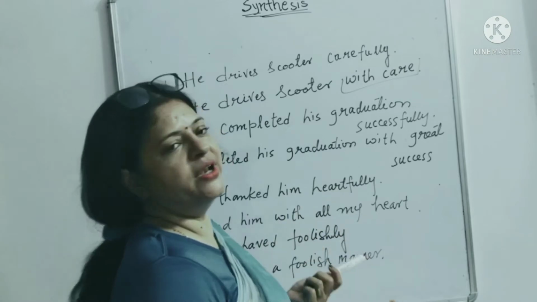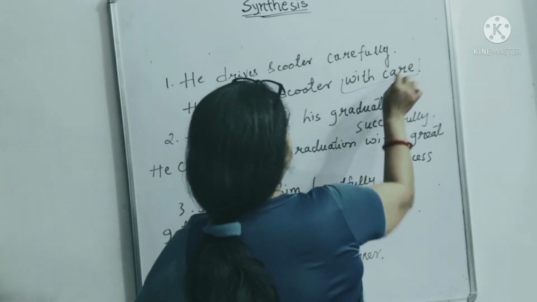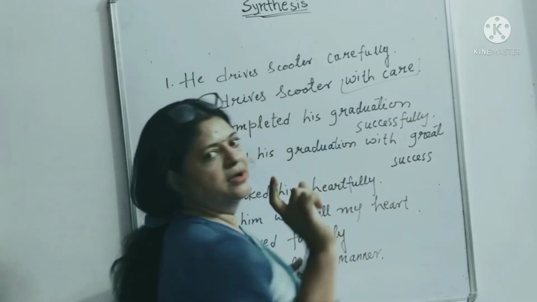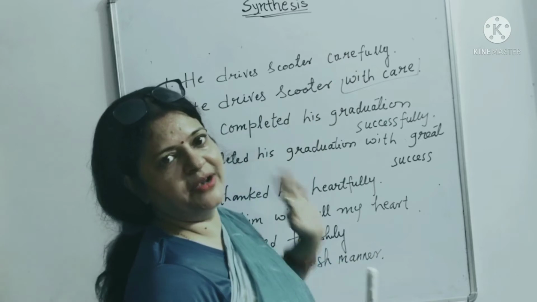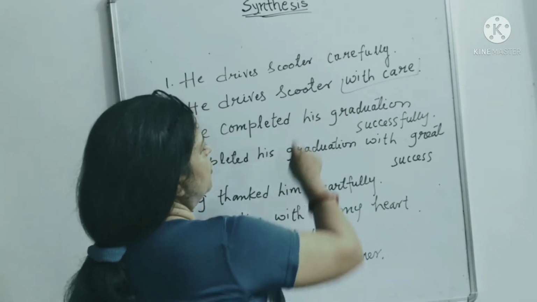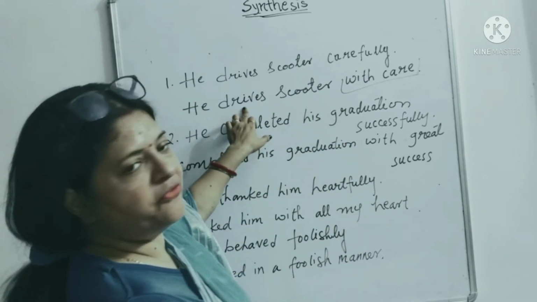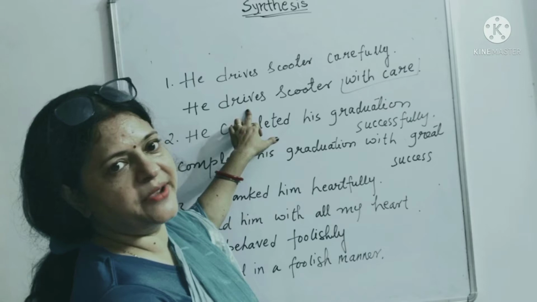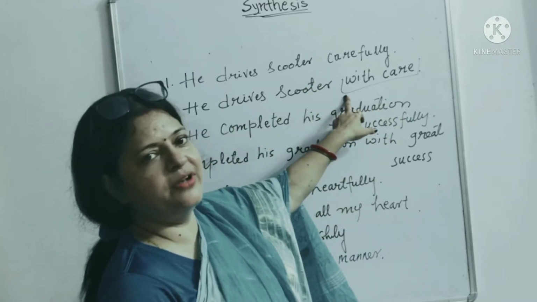In the second sentence, we see he drives scooter with care or with great care. So we can write only with care or with great care. Here we have used two words in the place of an adverb. So this is called an adverbial phrase, but it is also doing the same work. It is modifying this verb drive. So he drives scooter with care. This is called an adverbial phrase.